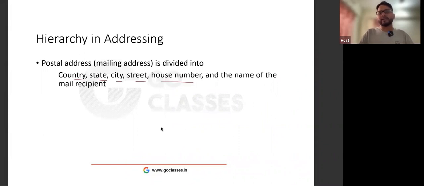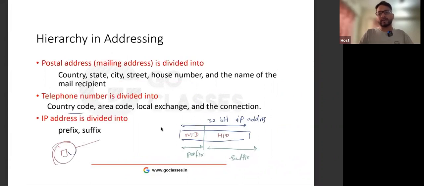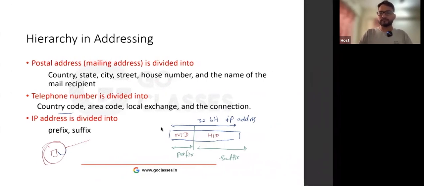So, hierarchy in addressing: generally we have country, state, city, street, like that. Similarly, here we have network ID and host ID. Any IP address is divided into two parts: one is the network ID and the other is the host ID. So what does it mean to say network ID and host ID? Let me tell you.